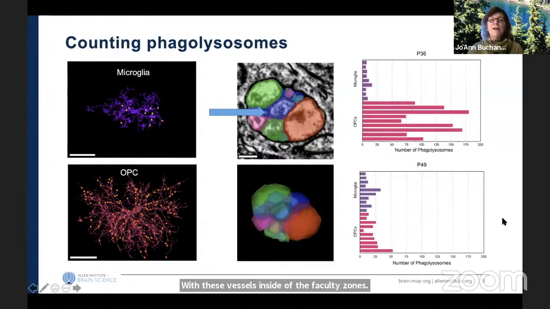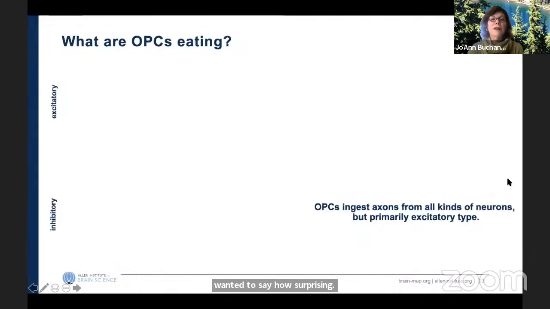So then that allowed us to count. We counted a total of 36 cells using both data sets, P36 and P49. And we were able to see that particularly in the younger animal, there are so many more of these phagolysosomes. It's very dramatic. And even in the older animal, they're quite abundant. And once again, I just wanted to say how surprising this was and a very exciting finding.